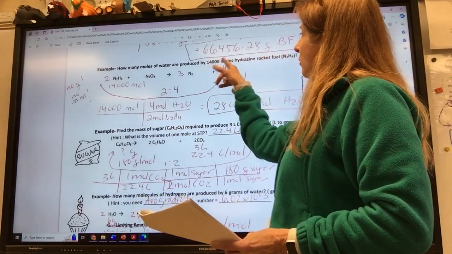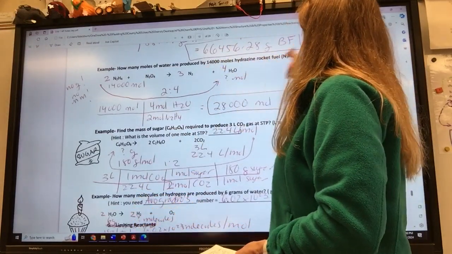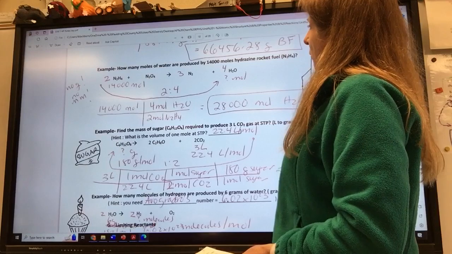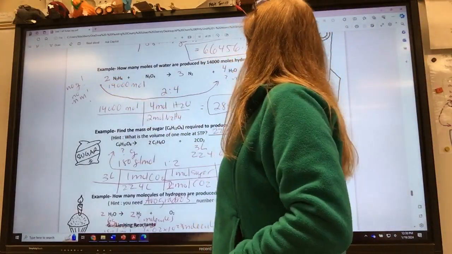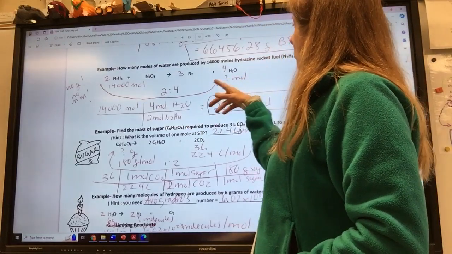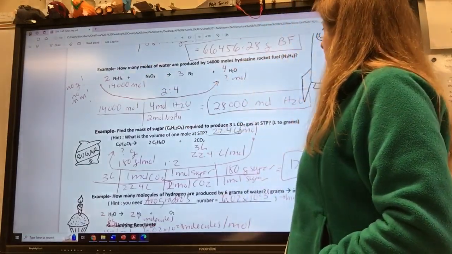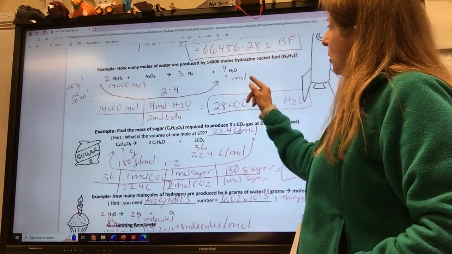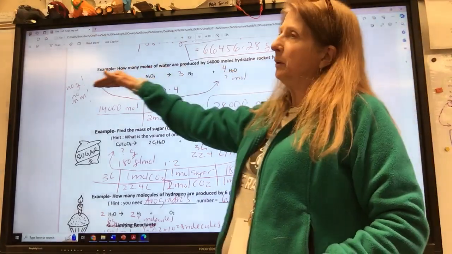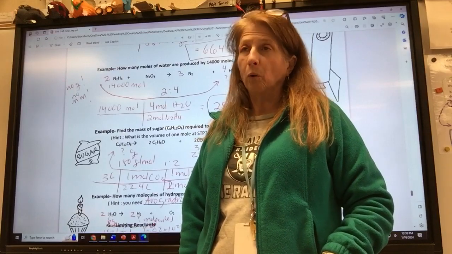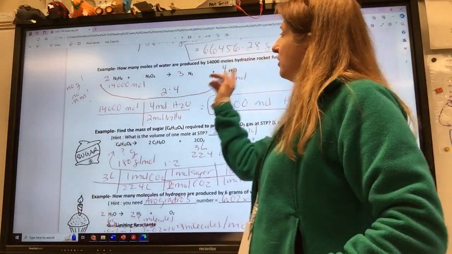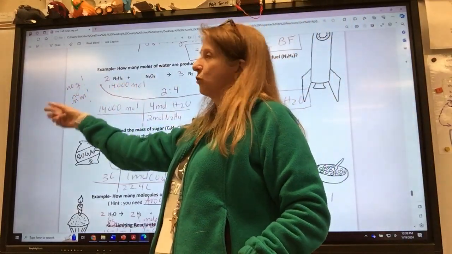Are produced by 14,000 moles of hydrazine rocket fuel, N2H4. So I find N2H4, I put under it how many moles I have, and what I'm asking for is how many moles. So there's my question right there. So I was going from moles to moles. Do we look at the molar mass when it's mole to mole? No. You only do molar mass if it's grams.